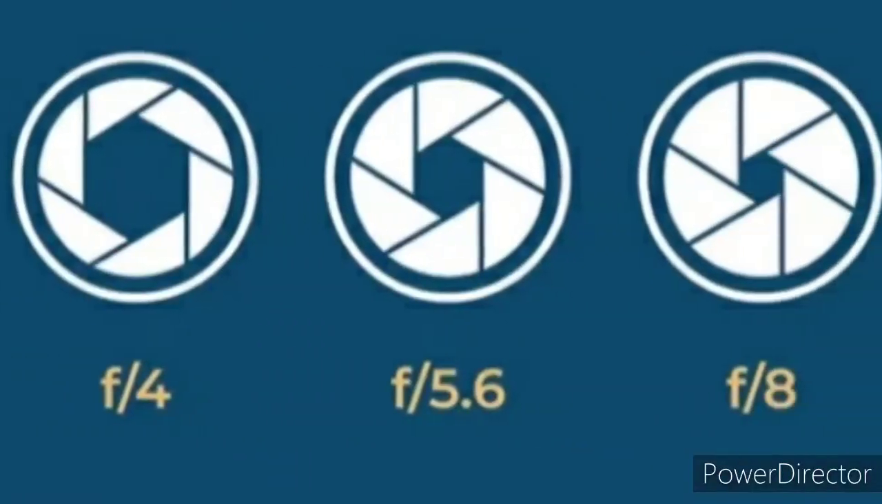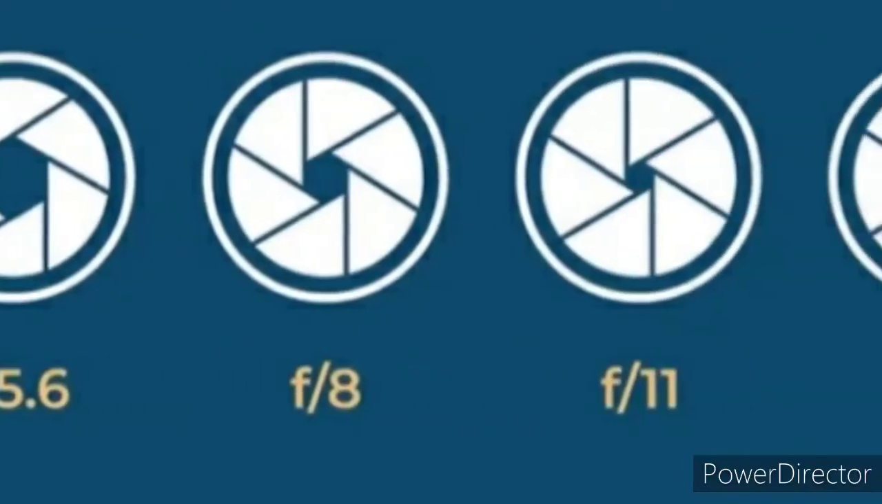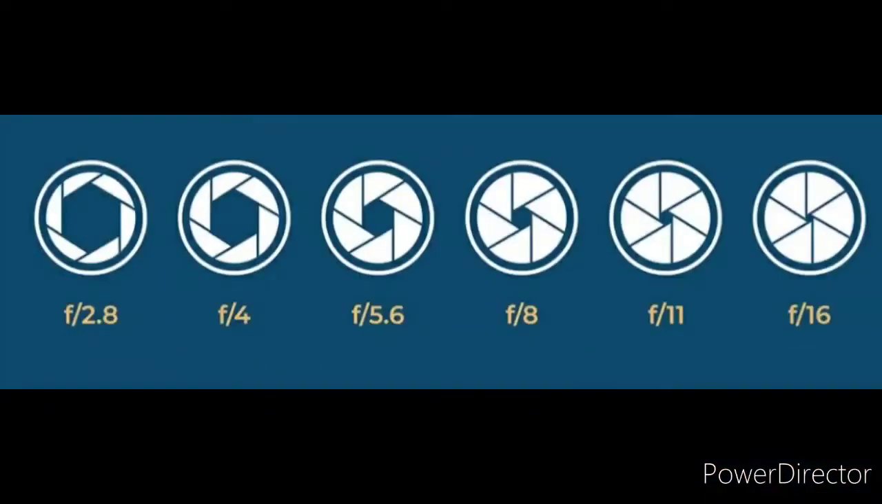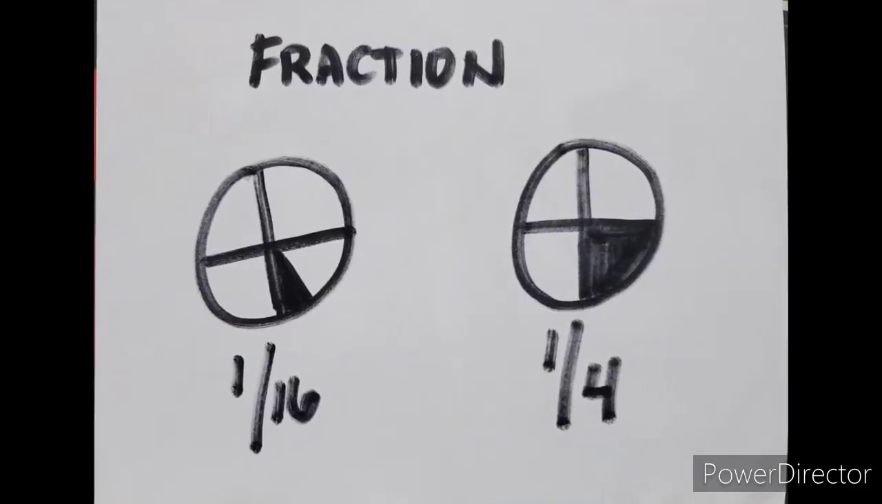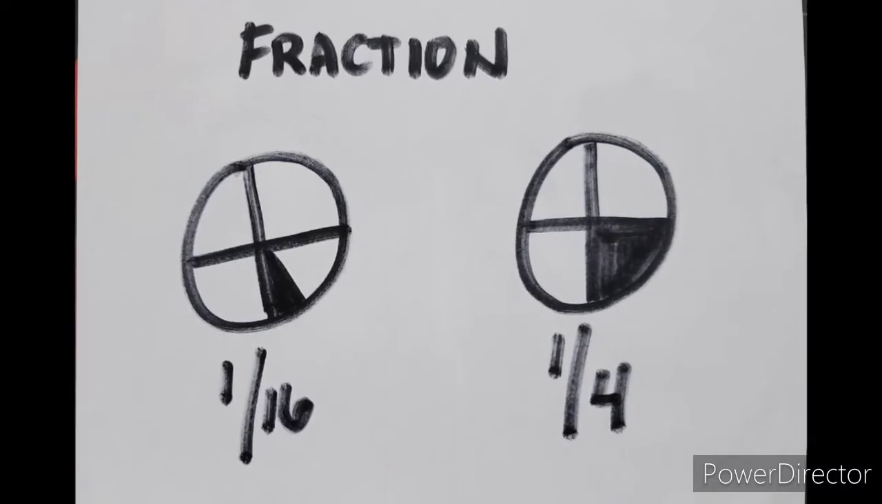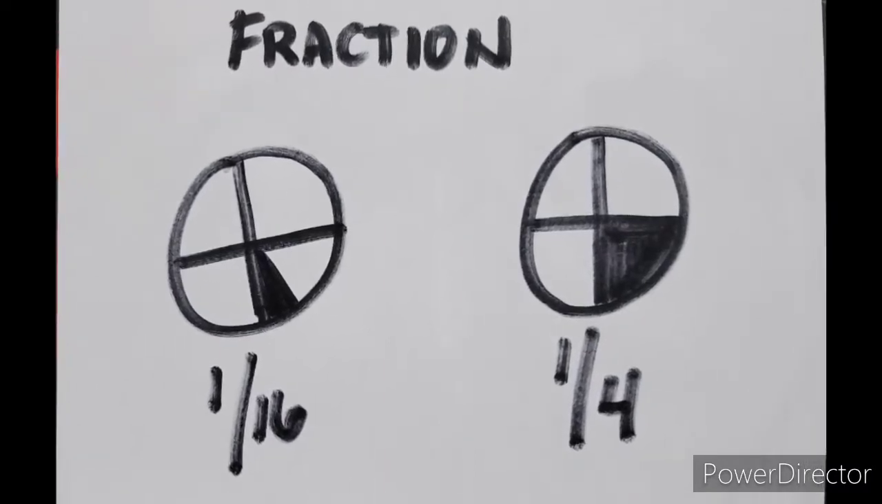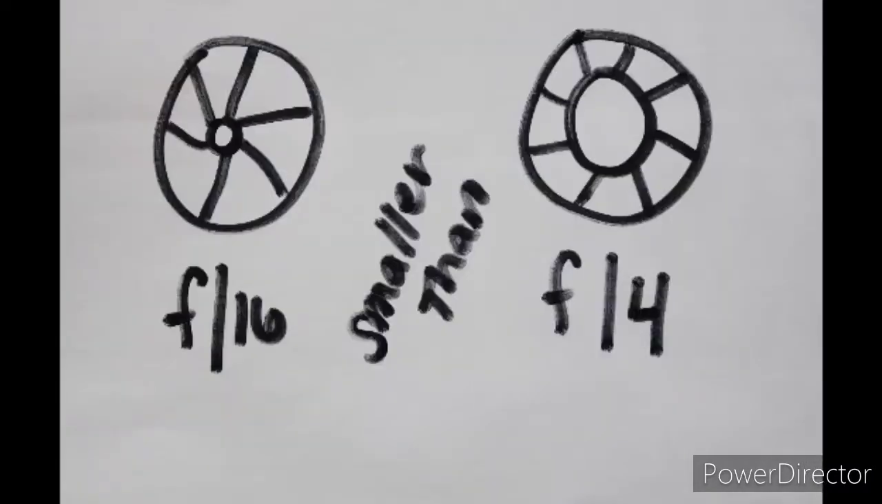Now take a look at this chart. As you can see, an f-stop like f16 represents a much smaller opening than f2.8. Because you gotta remember, aperture is a fraction. So 1/16th in fraction is clearly smaller than 1/4. The same reason why f16 is much smaller than f4.